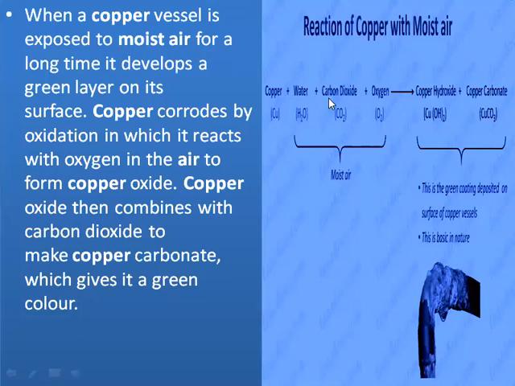We can understand the reaction of copper with moist air as copper plus water plus carbon dioxide plus oxygen. These three components or reactants are in moist air. On prolonged exposure, copper vessels or utensils or articles give copper hydroxide and copper carbonate. The two are the products which give the green coating deposited on the surface of copper vessels. This is basic in nature.